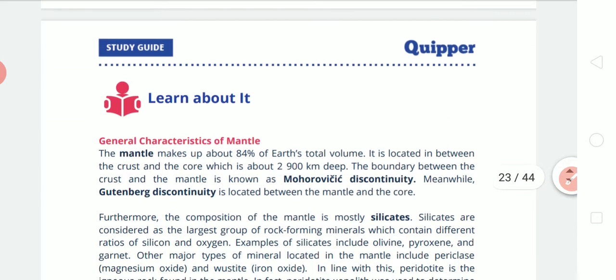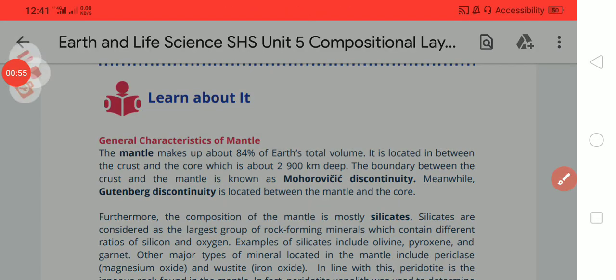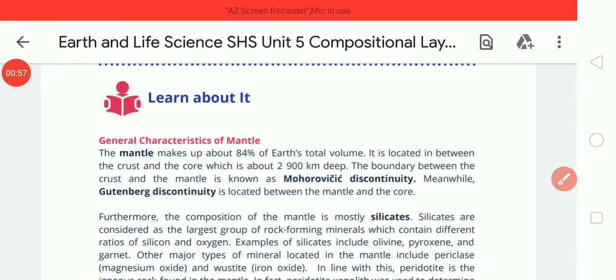Okay. So let's go to the different characteristics of the mantle. Alright, so the mantle makes up about 84% of the Earth's total volume. It is located between the crust and the core. So bali naa siya sa in the middle of the crust and the core, which is about 2,900 kilometers deep.